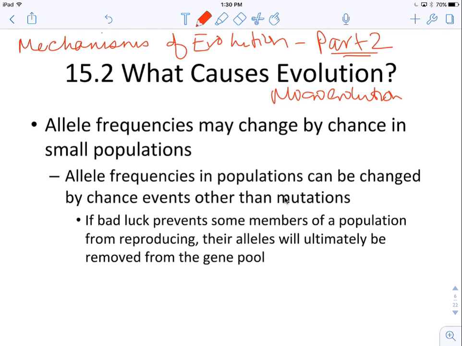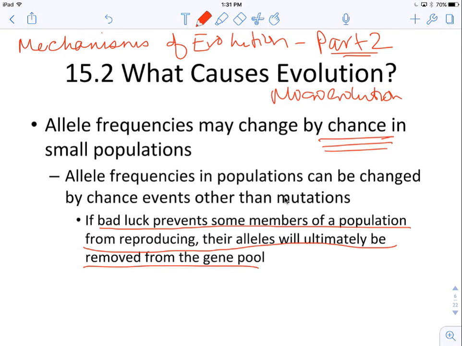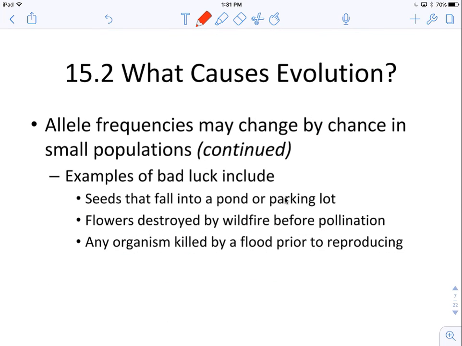Evolution at the population level. Allele frequencies can change, again, via mutation, via gene flow, movement of alleles in and out. But allele frequencies can also change just by chance. Some random event, a lot of times associated with a natural disaster, can have an effect on allele frequencies in small populations. So, chance events. So again, if bad luck prevents some members of a population from reproducing, their alleles are removed from the gene pool. Now, what kind of bad luck are we talking about?